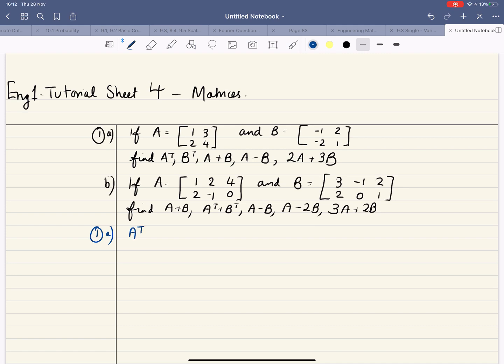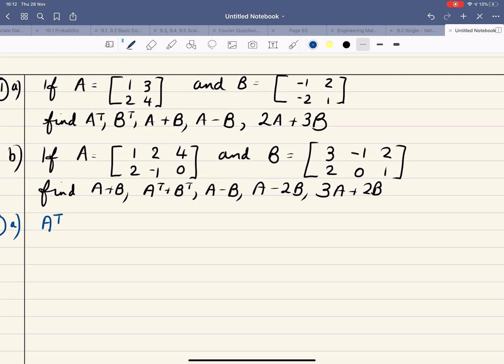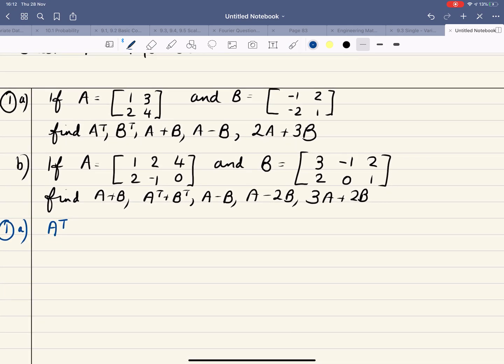Right, A transpose. For A transpose, we write the rows as columns. So the first row is 1, 3, so that becomes the first column. The second row is 2, 4, so that becomes the second column. B transpose, same again. First row minus 1, 2, so that becomes the first column. And minus 2, 1 is the second row, so it becomes the second column.